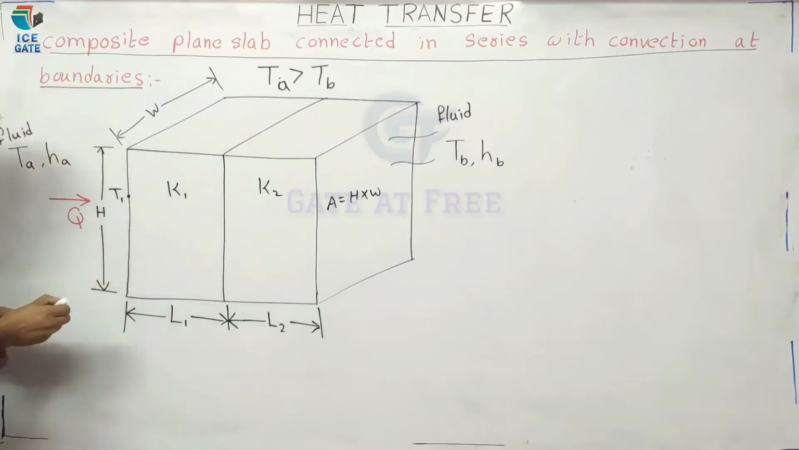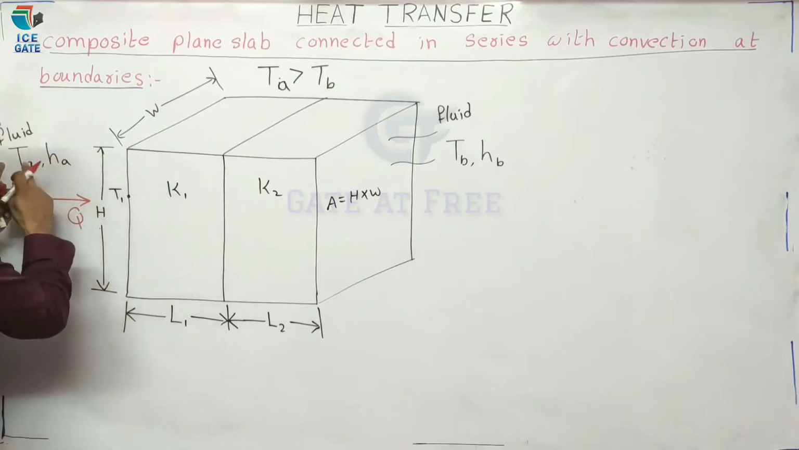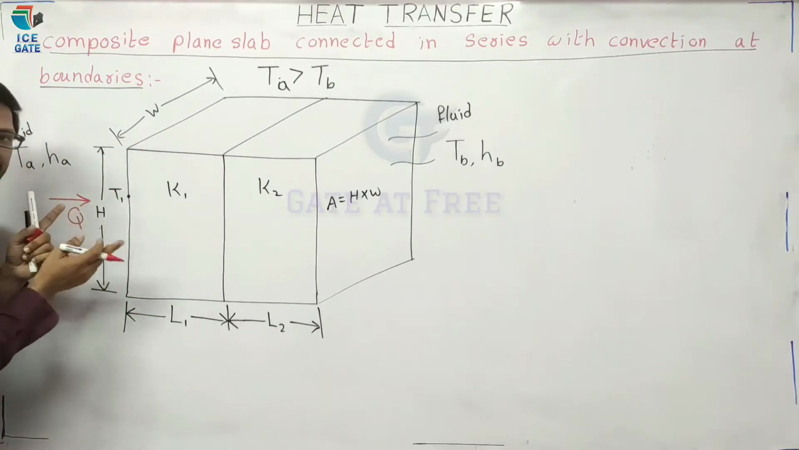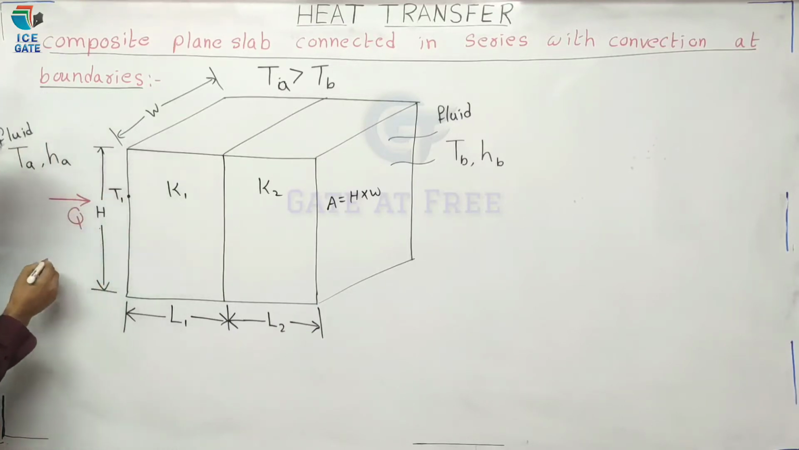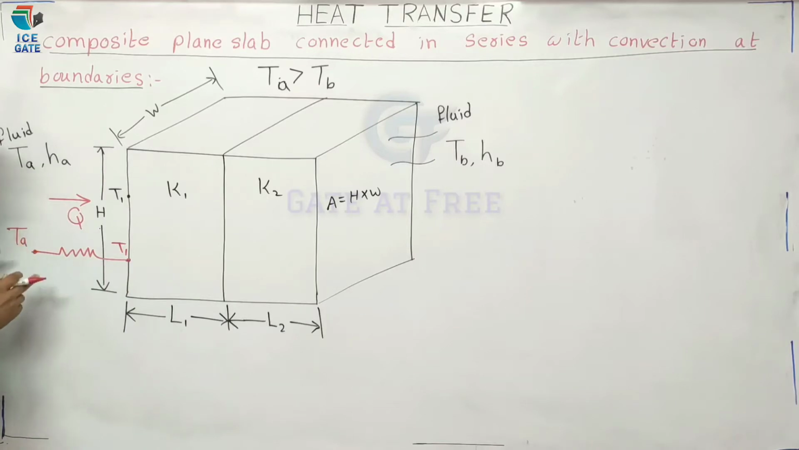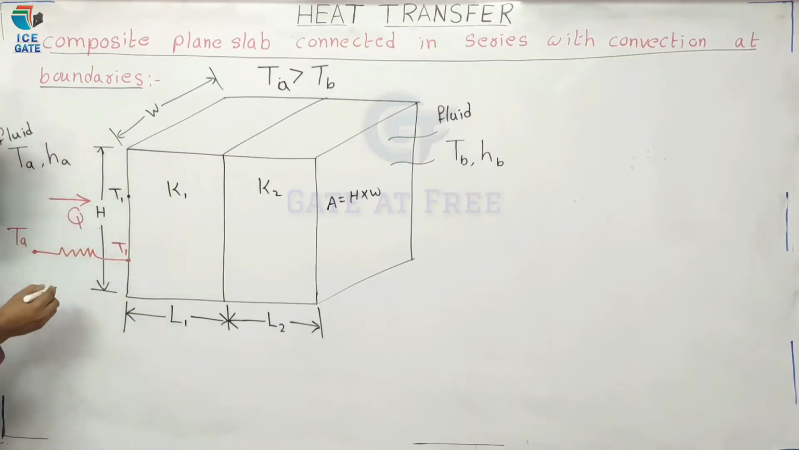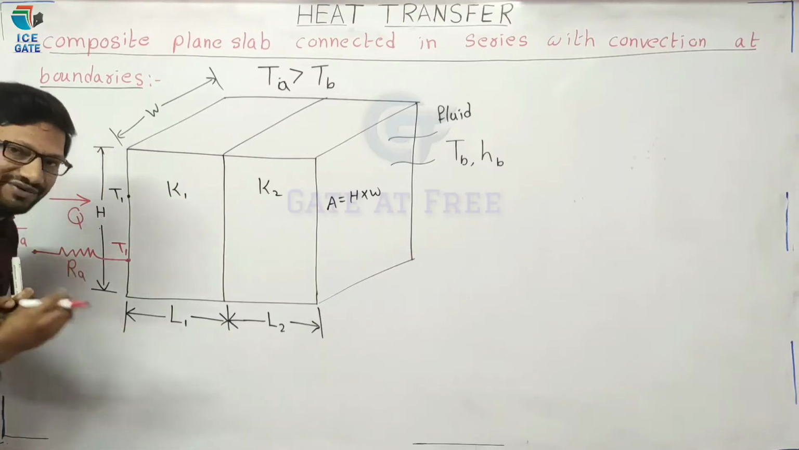Now the mode of heat transfer from TA to T1 is convection, because heat is transferring from fluid medium to solid surface. T1, this is TA. Now from TA to T1, the mode of heat transfer is convection. Then the type of resistance is convective resistance. Okay, say RA is convective resistance.